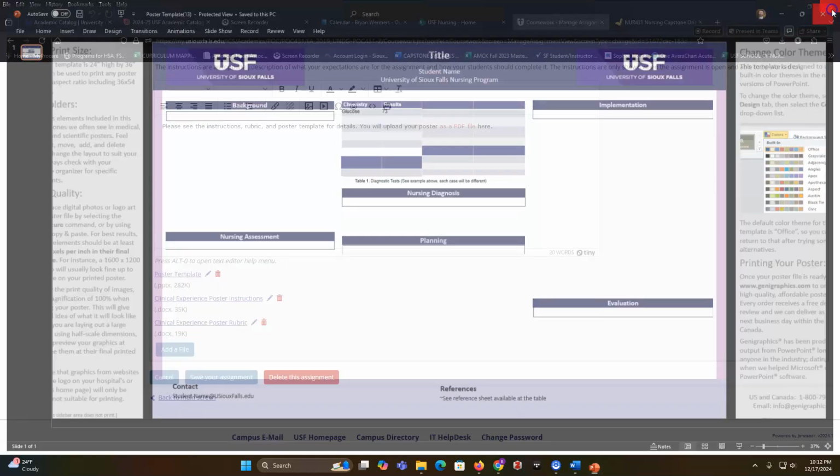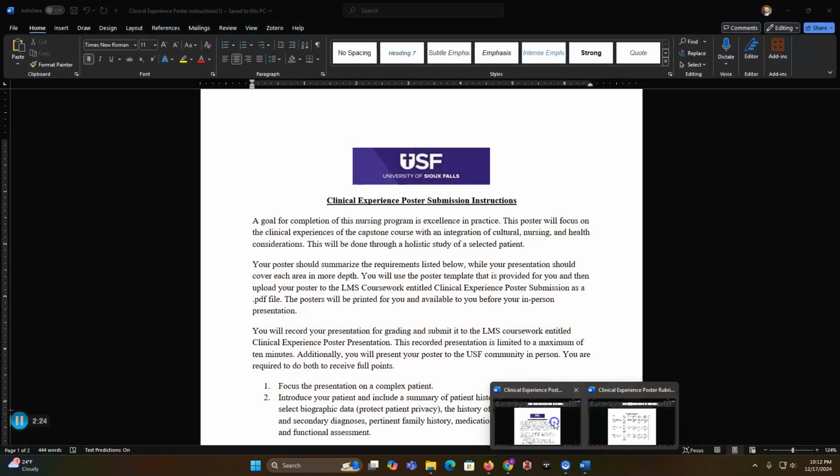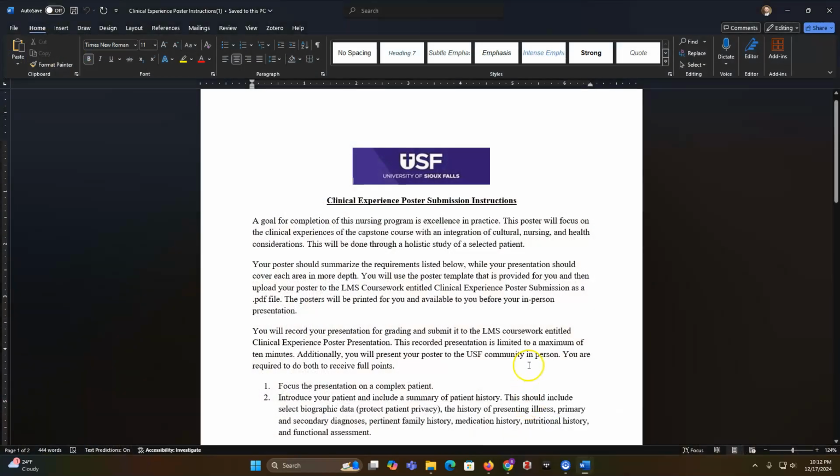So now, getting into more of the specifics. If we go into the instructions and then the rubric. The instructions are, this is a clinical experience poster submission. We want you to demonstrate the excellence that you had in practice. We want to hear about a case study about a patient that you had, and look holistically at that patient. You're going to cover all these main topics, and you're going to get credit for it. It's going to be that easy.